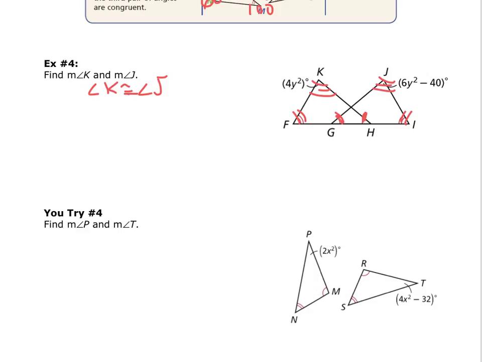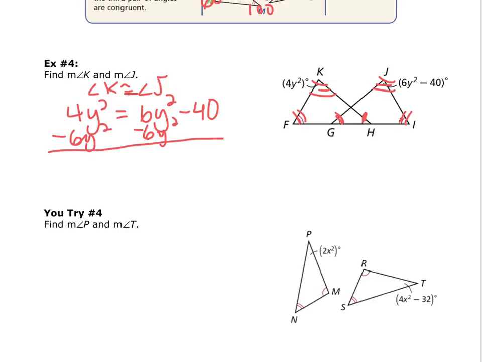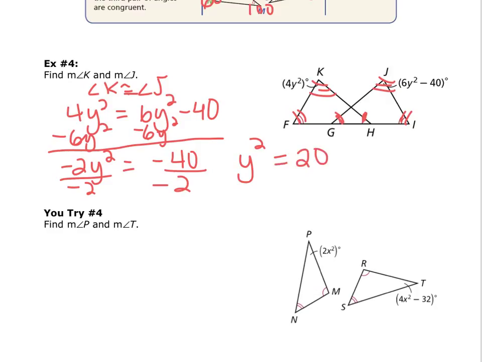So I'm going to write an equation, 4y squared equals 6y squared minus 40. So I'm going to solve it. I'm going to take away 6y squared from both sides, and I get negative 2y squared equals negative 40. Next step is to divide off the negative 2. So divide both sides. That gives me y squared equals positive 20.